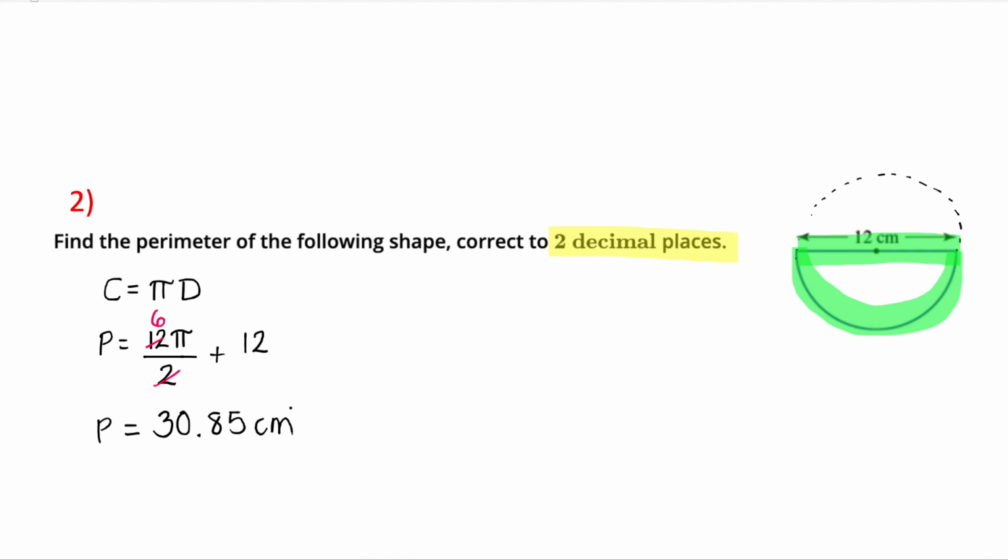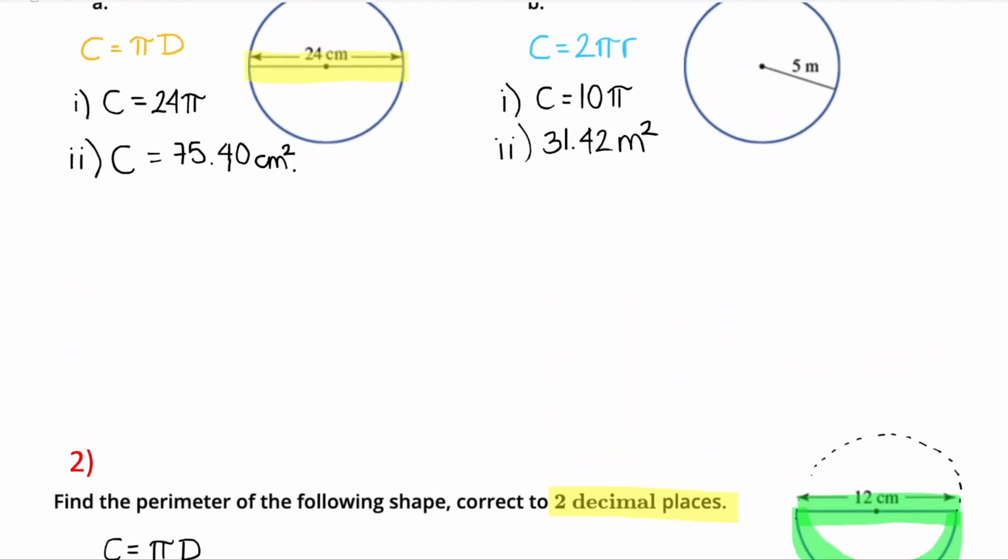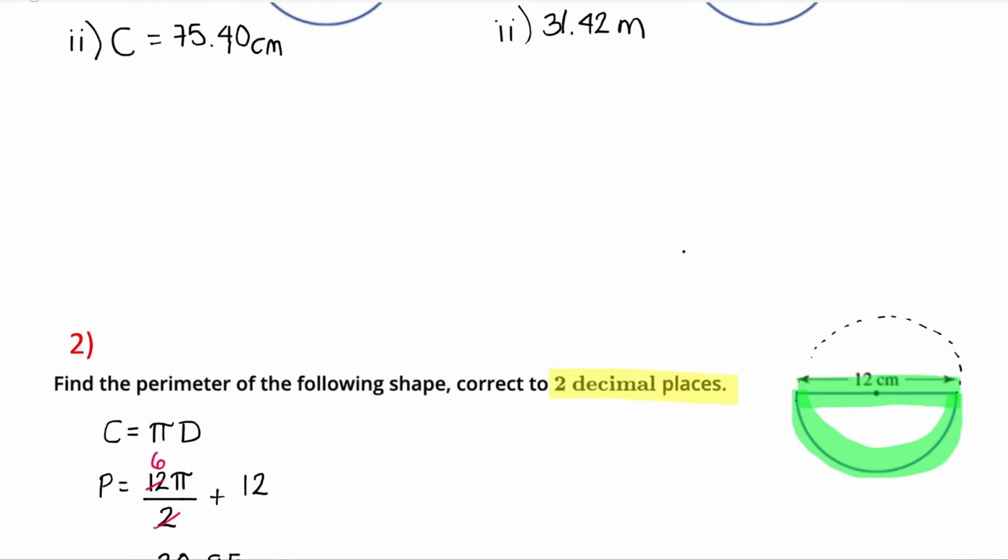centimeters. I just realized, girls, that in the previous one I put the units wrong. It's actually, let's see if I can delete it. This one is only centimeters, because we're not talking about area, we're talking about perimeter, circumference. Same here. What was the answer? Okay. Wonderful. Now that's our answer.